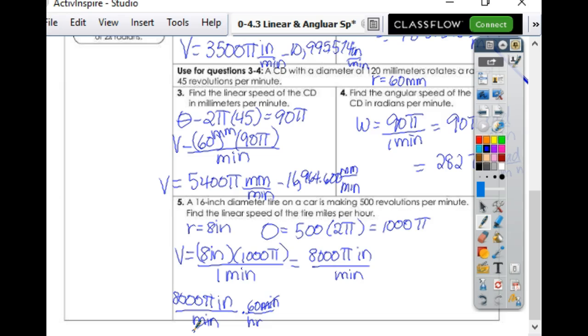And the next thing, I need to change my inches to miles. So if the inches are on top, the inches have to go where to cancel? Bottom. So I want 12 inches in a foot. Well, now the inches are canceled, but it's feet. Is that what I wanted in? No.